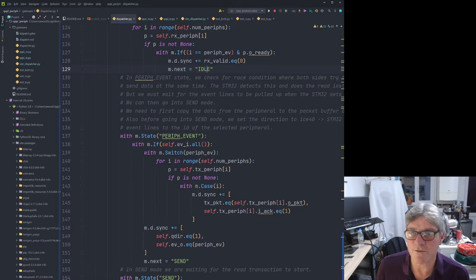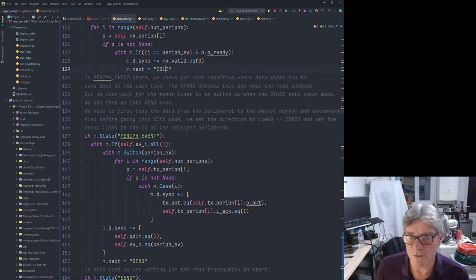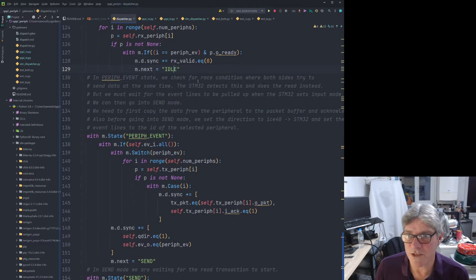The other one is when a peripheral is sending. As it says here, let me just read these comments because they're important. In the peripheral event state, we check for the race condition where both sides are trying to send data at the same time. This is important. It took us a while to work this out. The STM32 detects this and does the read instead, but we must wait for the event lines to be pulled up when the STM32 sets input mode.